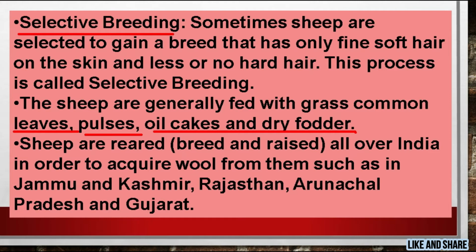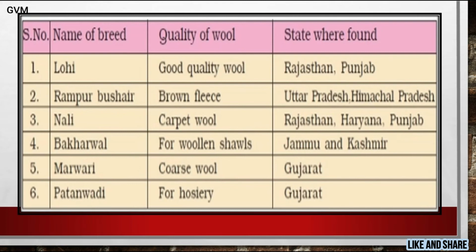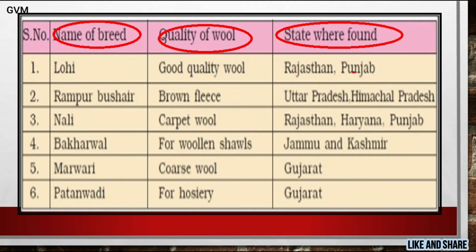In India, sheep are basically reared all over different states of India like Jammu Kashmir, Rajasthan, Arunachal Pradesh, Gujarat. Now students, here is the table, and as you can see here, there are 3 sections. The first one is the name of breed, the second one is the quality of wool, and the third one is the state where they are basically found.